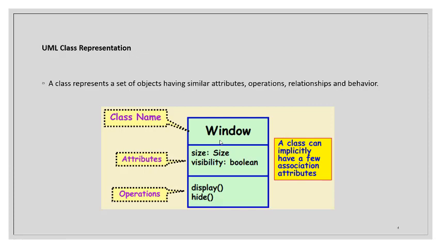The class name is usually written using mixed case convention, that is, in Window the first letter W is in capital, then i is small, n is small. And if there is another word, for example Watch, then W should be capital, and other letters should be in small letter. But there should be no space between these two names because this is a single name, without any space.